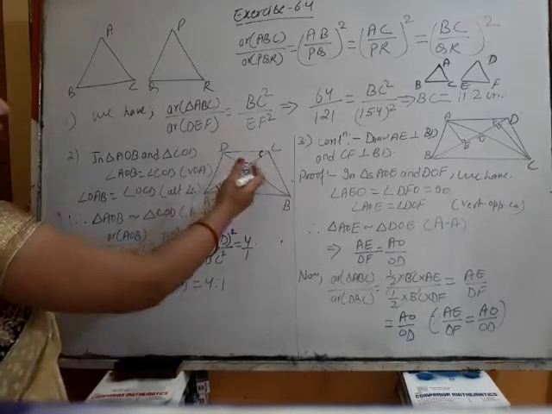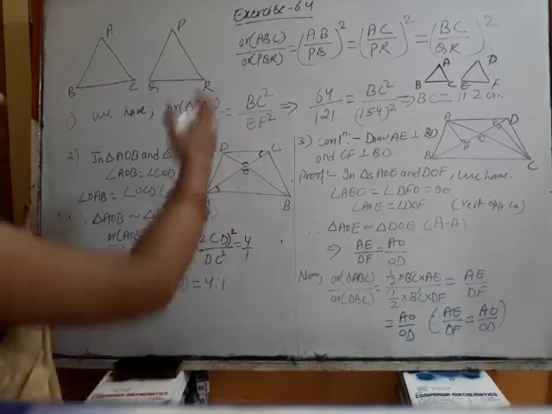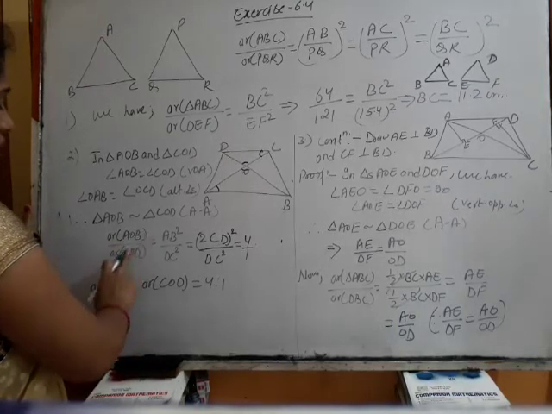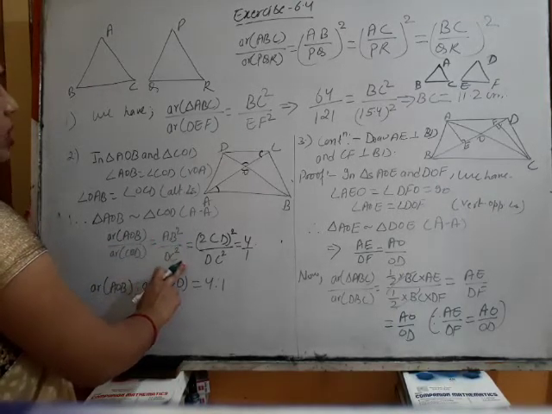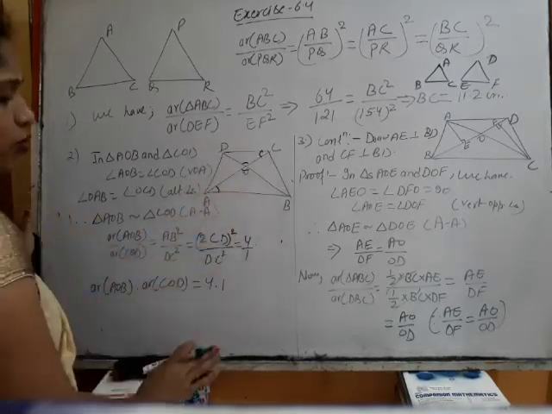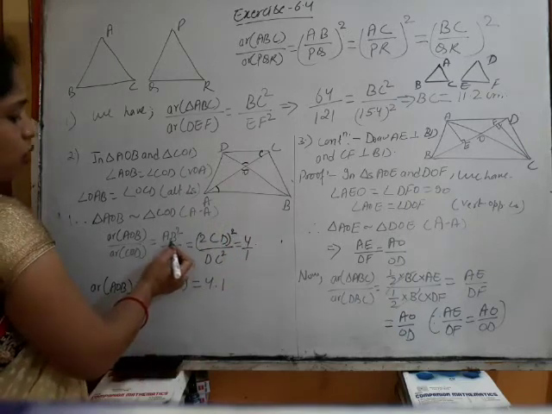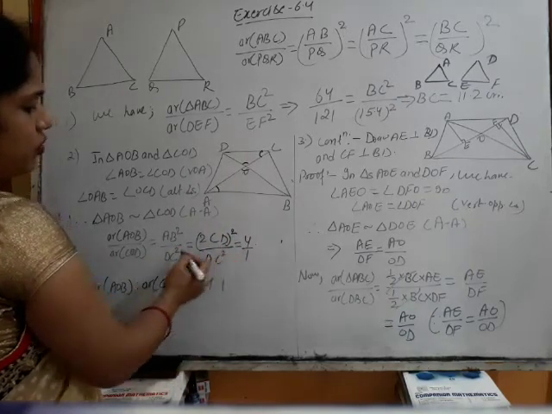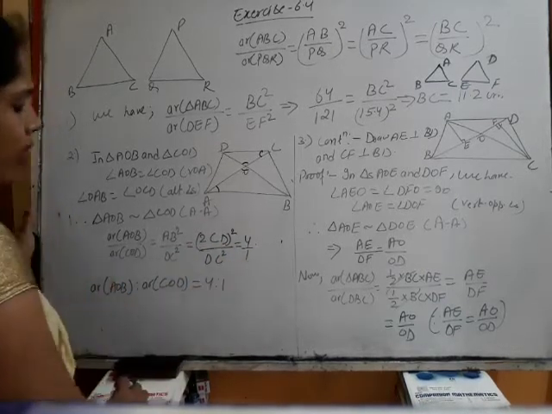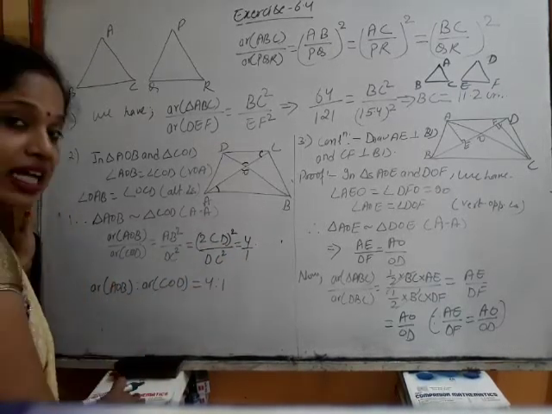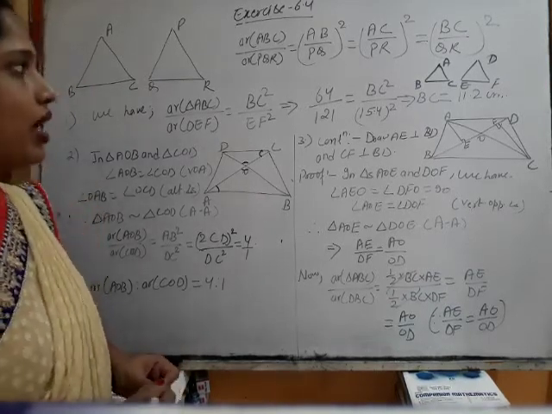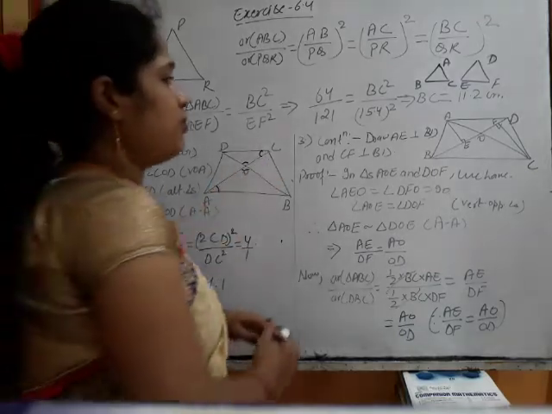Now since we have shown that the triangles are similar, we can apply the theorem. So the ratio of areas of AOB and COD is equal to AB upon CD whole square. These two sides are corresponding to each other, and in the question it is given AB is equal to twice of CD. So we will replace it, and finding squares we will get 4 upon 1, and the ratio of the areas of both the similar triangles will be 4:1. Okay. Now the next question.